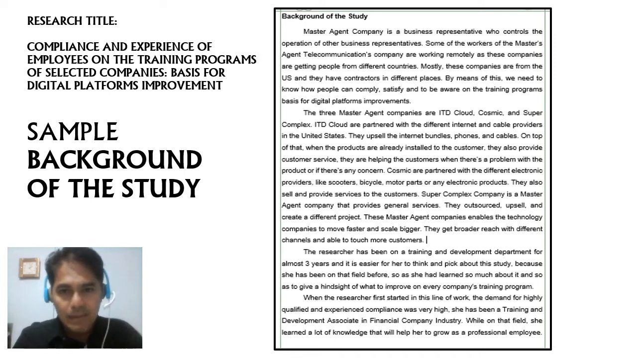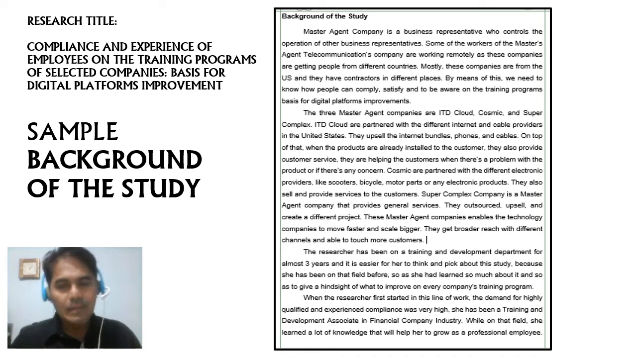Okay? So sa background of the study, feature niya na yung master agent company, which is a company that performs training for BPO employees para maka-onboard or para makapasok sa mga BPO companies. Okay? So dito may master agent companies na. So kung ano na pong mga technology or mga practices ang ginagamit nila using digital platforms or using online trainings, kasama na po yun dyan.